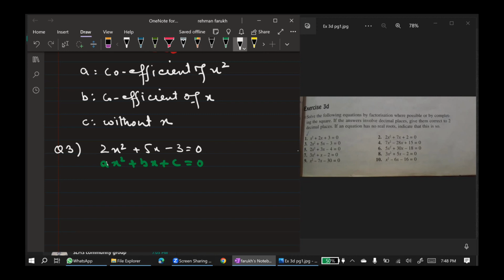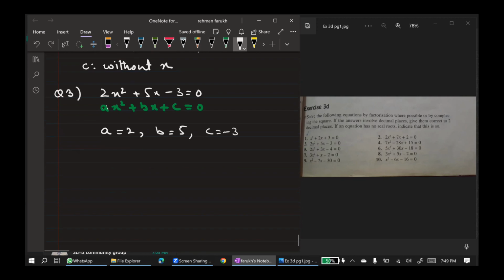Here, with the help of comparison, the coefficient of x square is 2, so a is equal to 2. The coefficient of x is 5, so b is equal to 5. And the term without x is minus 3, so c is equal to minus 3. Is there any confusion? No.